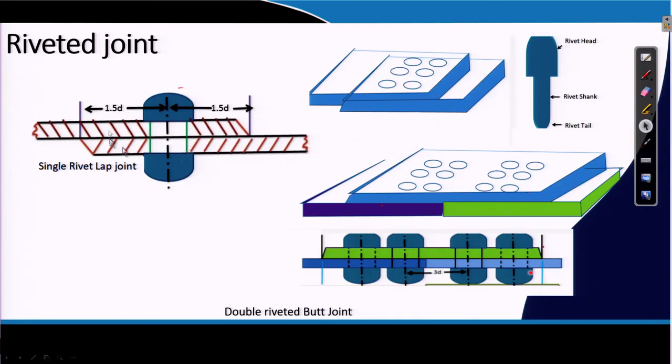One is called a lap joint, when two plates are just overlapped on each other and you give a joint, or it is called a butt joint. In a butt joint, say the green plate and this violet plate are to be joined end to end. Then an additional plate is kept over here, and we have these two rows of rivets done together. This type of joint is called a butt joint.